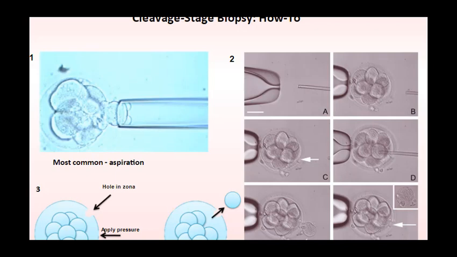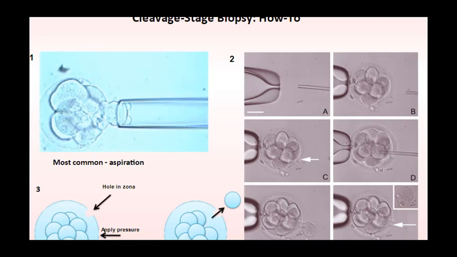In panel 2, the displacement method is shown. Panel 2A shows the setup of both holding and assisted hatching micropipettes. In panel 2B, a day 3 embryo is held in place by a holding micropipette. In panel C, a laser is used to make a hole in the zona pellucida at approximately the 3 o'clock position as indicated by the white arrow.